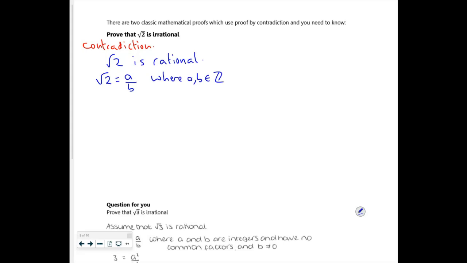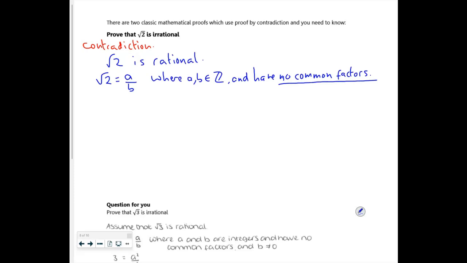Now, what's important about this specific proof is that they won't cancel down. They're already simplified, so they can't cancel down. So there's no common factors. That's the important bit. If it'll cancel down, if there are factors of something else, then it's failed.